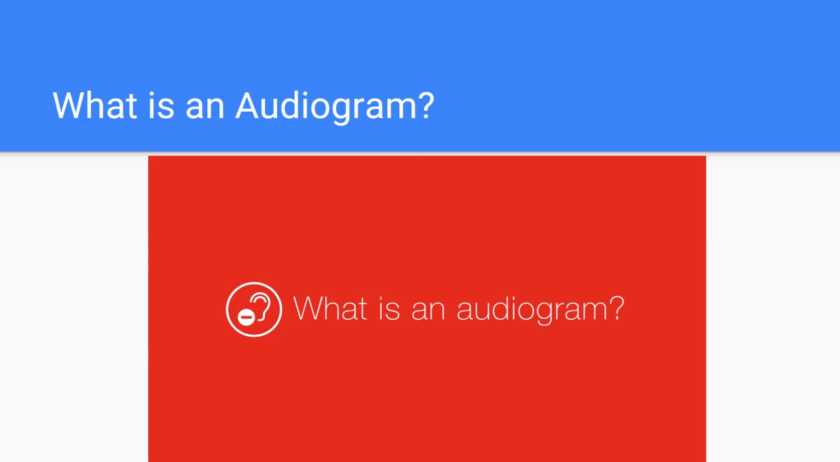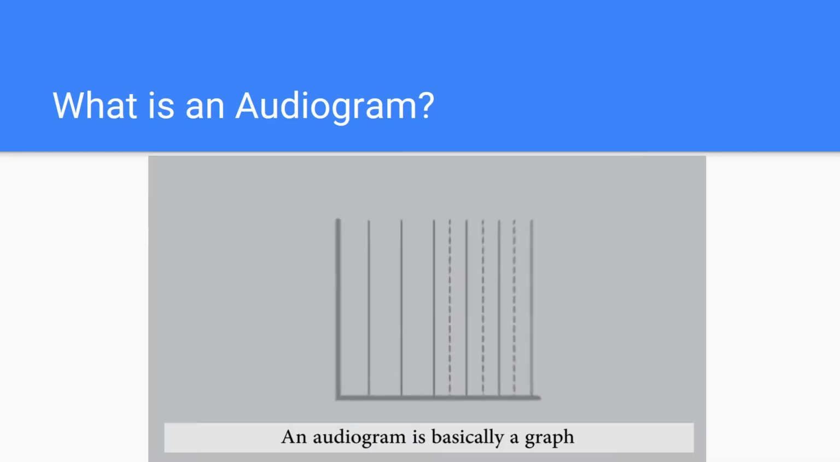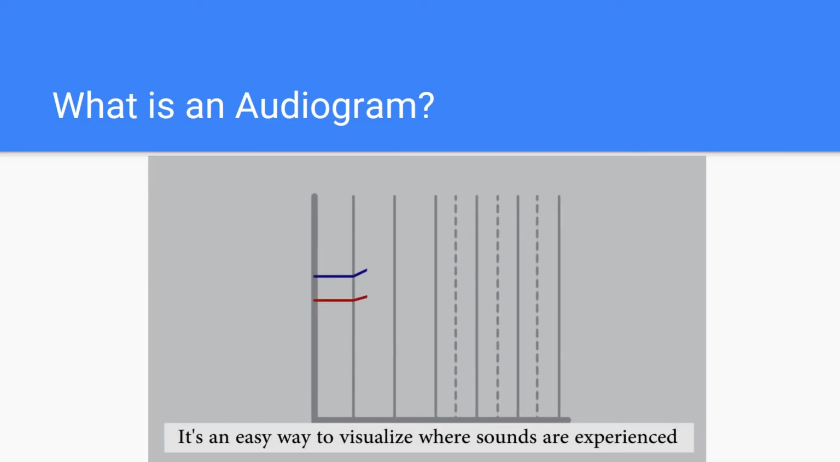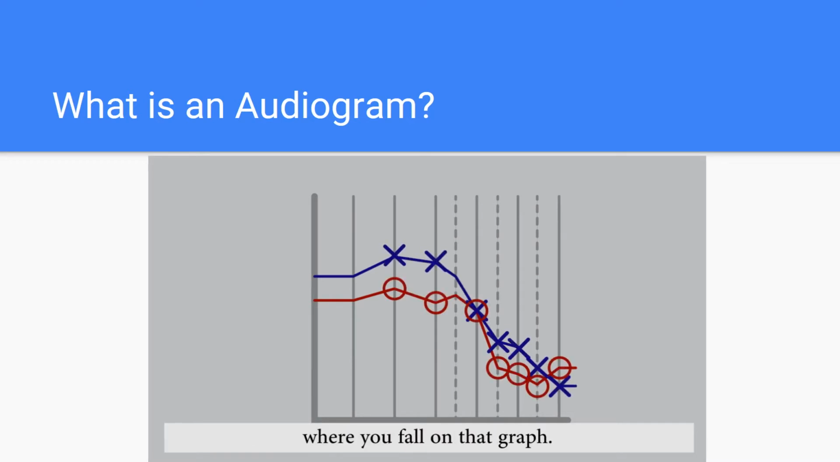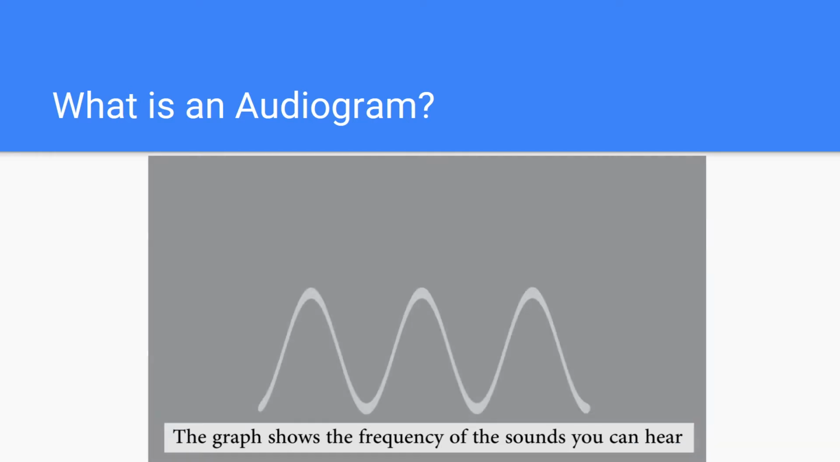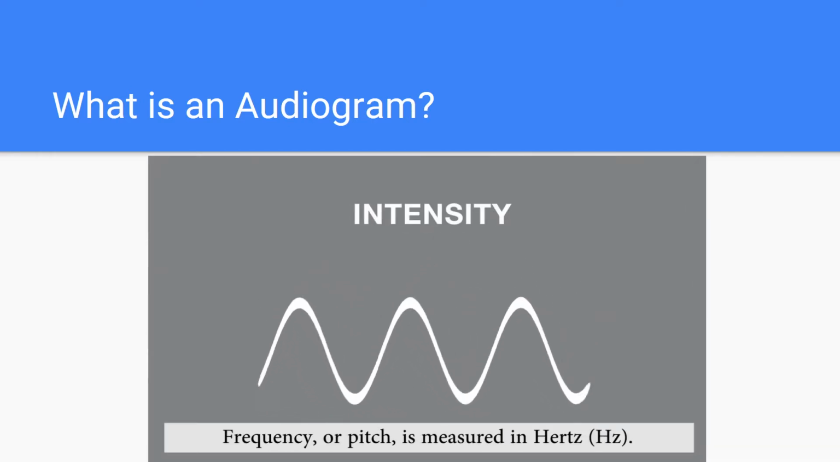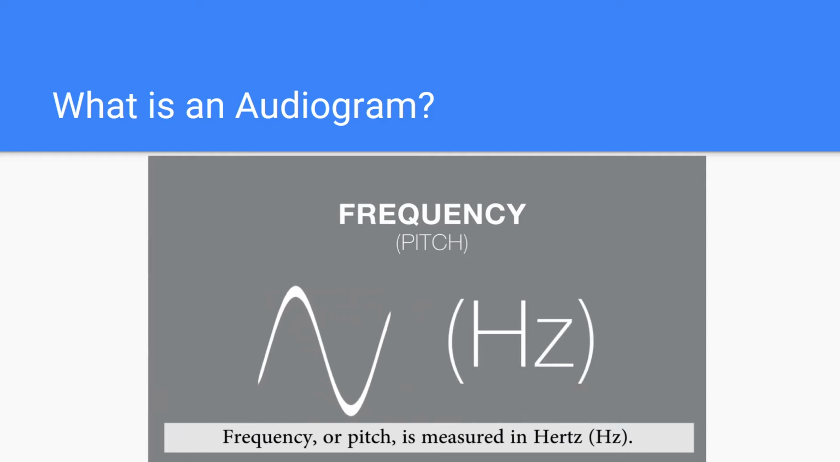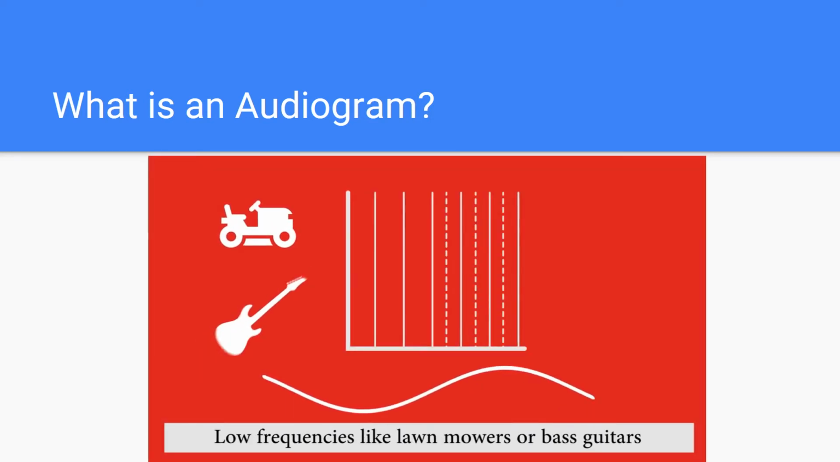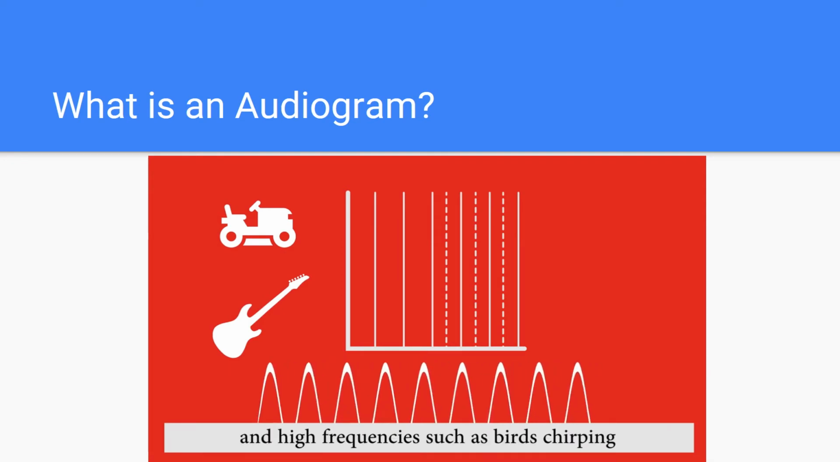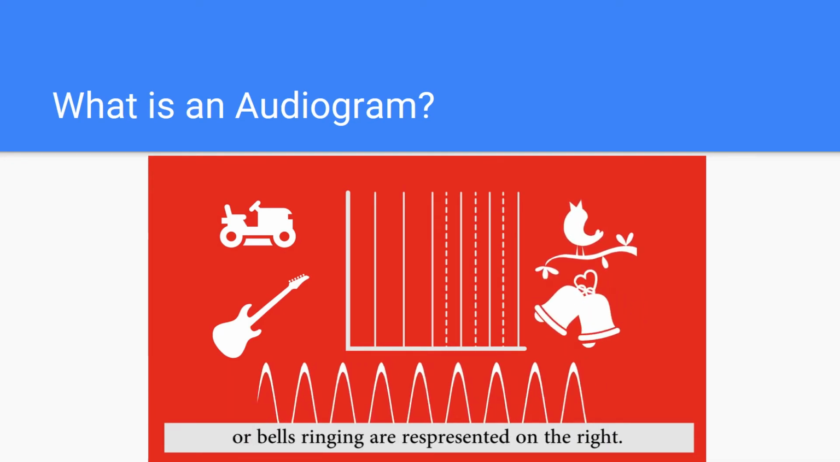So what is an audiogram? An audiogram is basically a graph that is specific to your hearing. It's an easy way to visualize where sounds are experienced and, with a simple hearing test, where you fall in that graph. The graph shows the frequency of the sounds you can hear as well as the intensity of those sounds. Frequency or pitch is measured in hertz. Low frequencies like lawnmowers and bass guitars are represented on the left side of the audiogram, and high frequencies such as birds chirping or bells ringing are represented on the right.